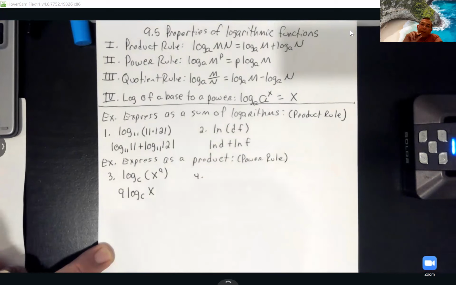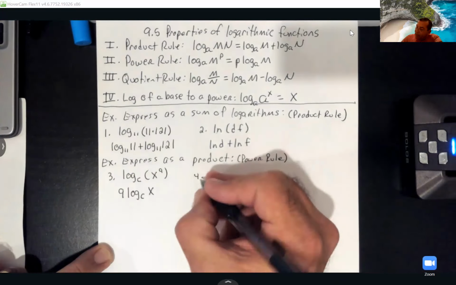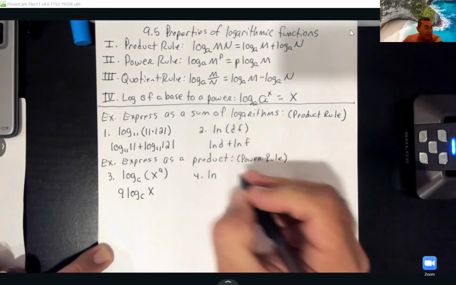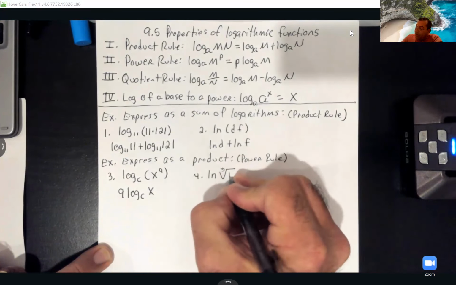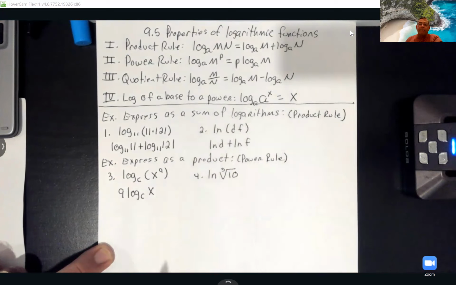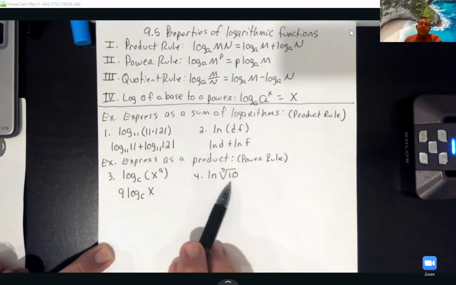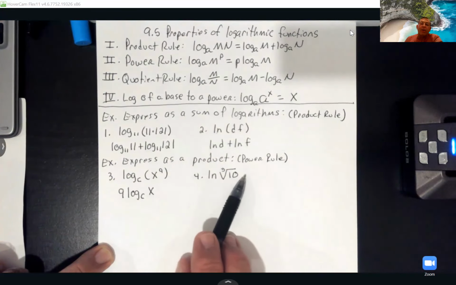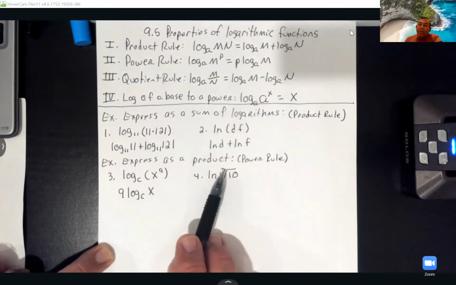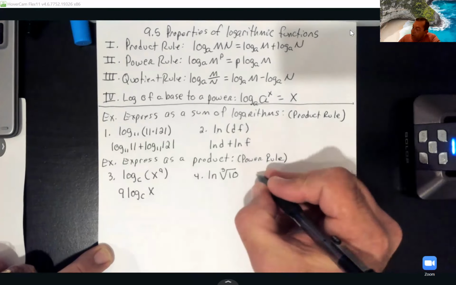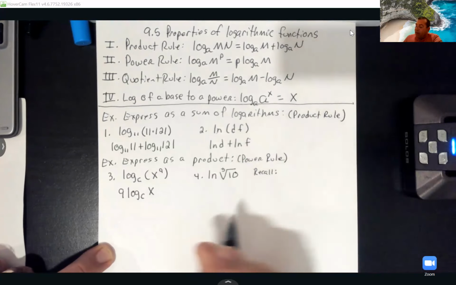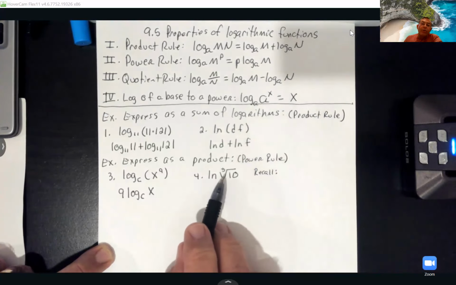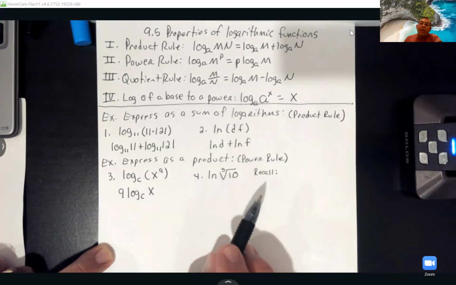Now 4 is going to be a little trickier. 4, I got the ln of a cube root of 10. Now the reason this one's trickier is because I don't have an exponent showing. They got it in radical form. So I'm going to refresh y'all on a little rule we use to convert a radical into an exponent.